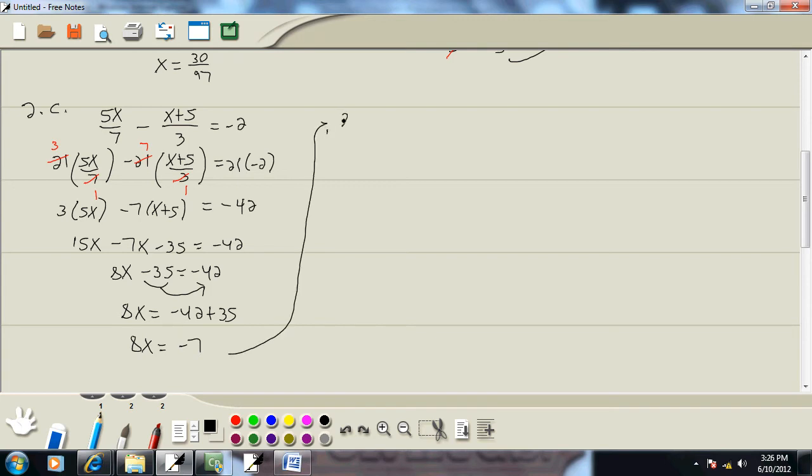Divide both sides by the number in front of your x. So we'll divide both sides by 8. And we got x is equal to negative 7/8. And that's our answer.